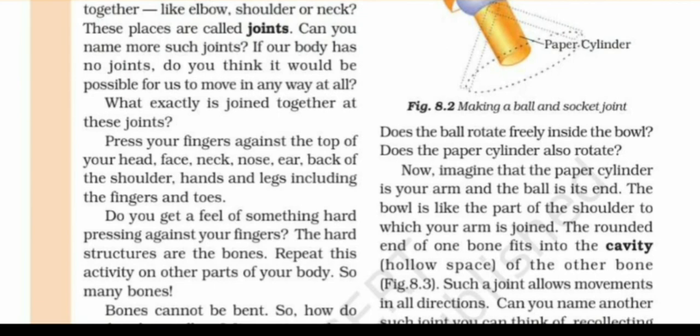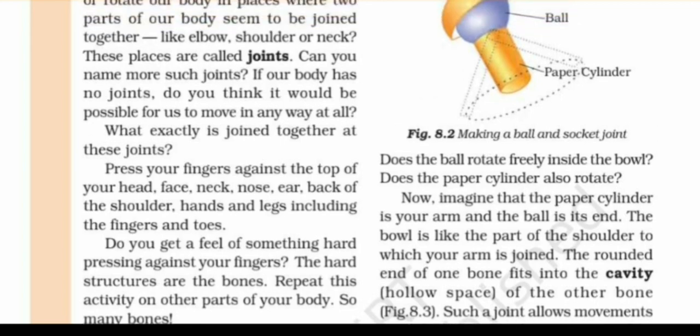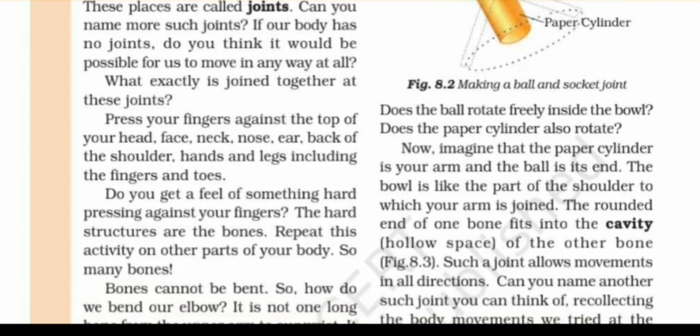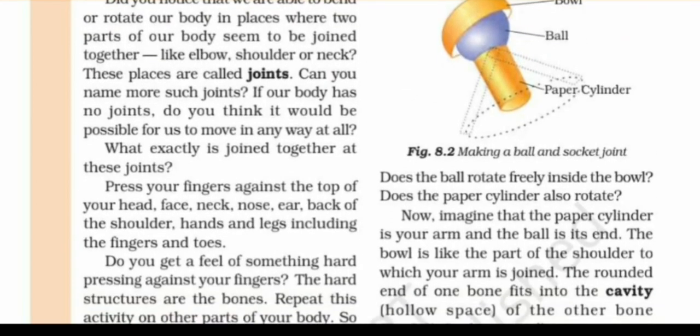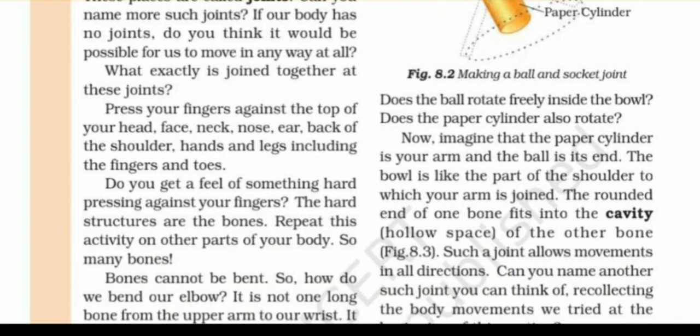Yes. Now imagine that the paper cylinder is your arm and the ball is at its end. The bowl is like a part of the shoulder to which your arm is joined. So the bowl is the shoulder part, the ball is the joint, and the paper cylinder is your arm. In this way bones are connected to the other parts of the body with the help of a joint. In this way movement is possible.